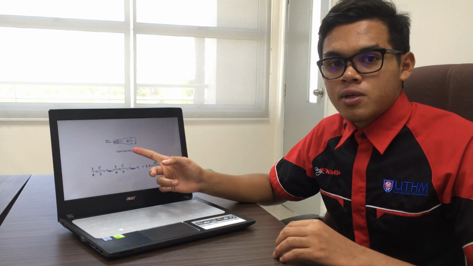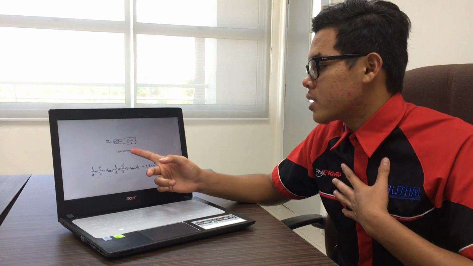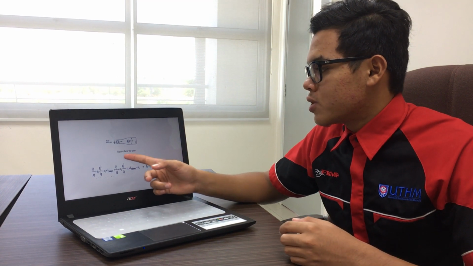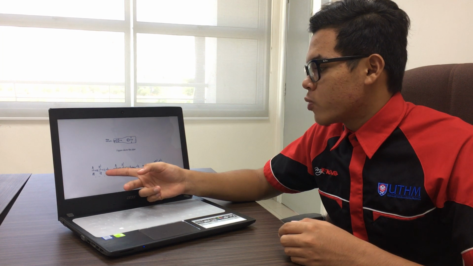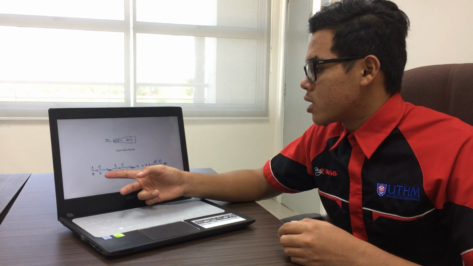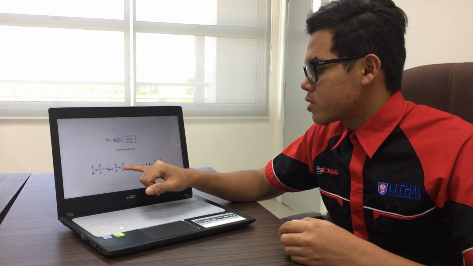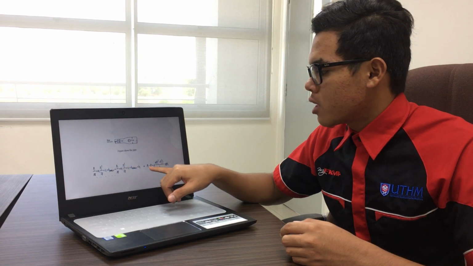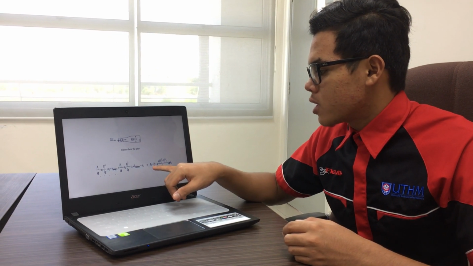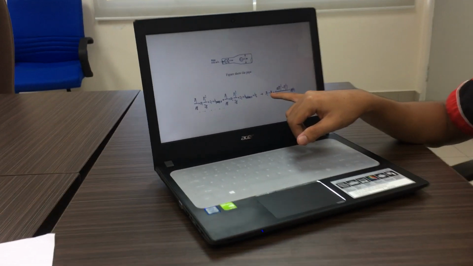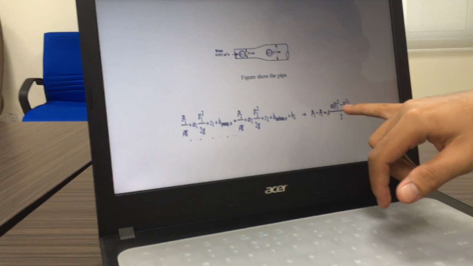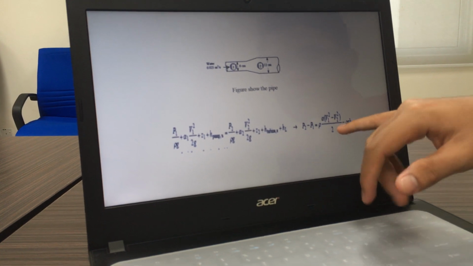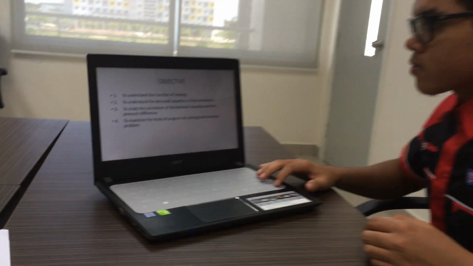So this is my Venturi meter. As we can see, this is the Bernoulli equation, and we can simplify the equation and get the pressure difference, which is delta P equals rho alpha times the change of velocity squared over 2, minus rho g head loss.